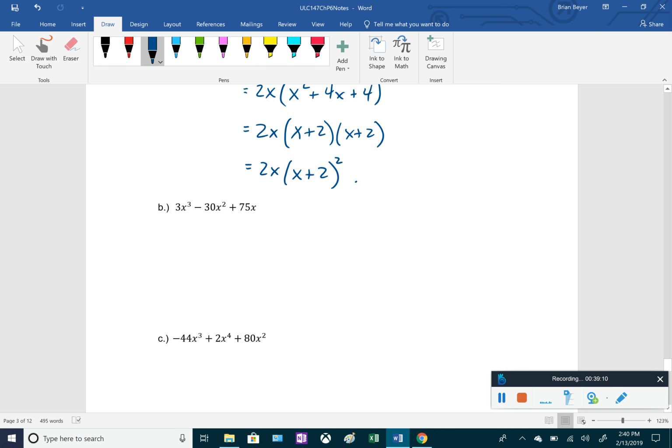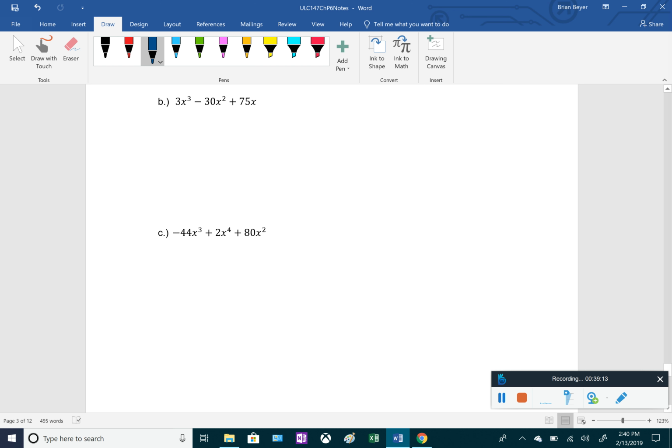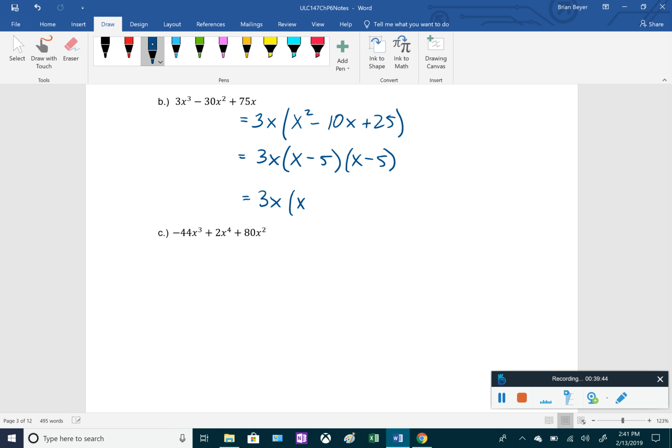Okay, and then for b, we have 3x cubed minus 30x squared plus 75x. Once again, we have a GCF here of 3x. That would leave us left with x squared minus 10x plus 25. We can factor that trinomial, two numbers that multiply to 25 that add to negative 10. That'll be negative 5 and negative 5. So x minus 5 times x minus 5. So I'm going to write this one as 3x times x minus 5 squared.